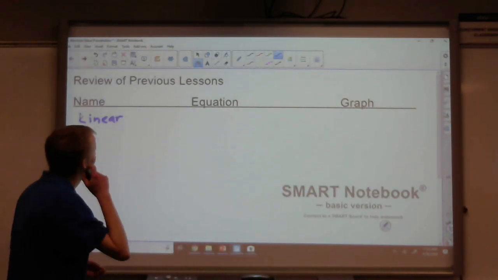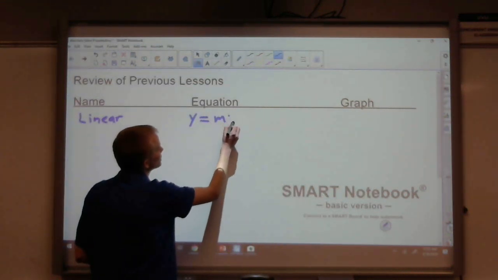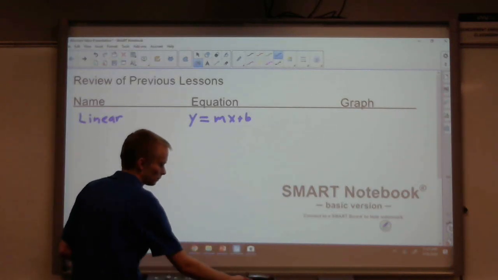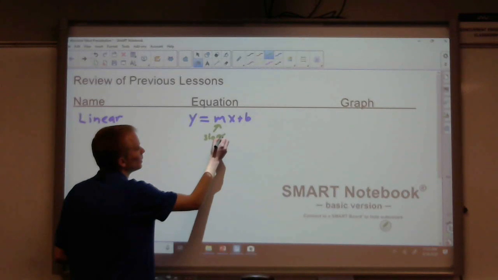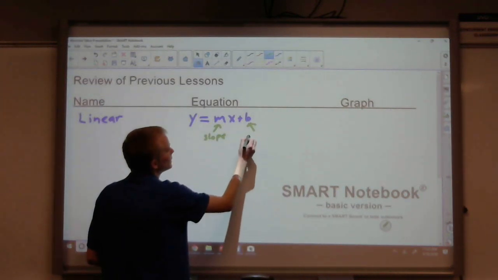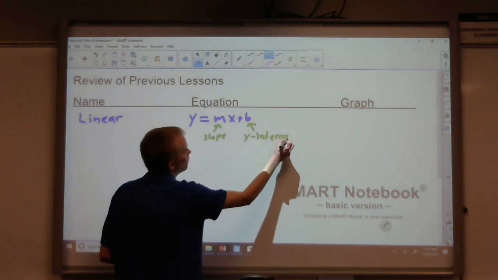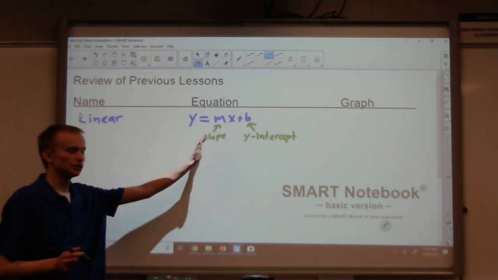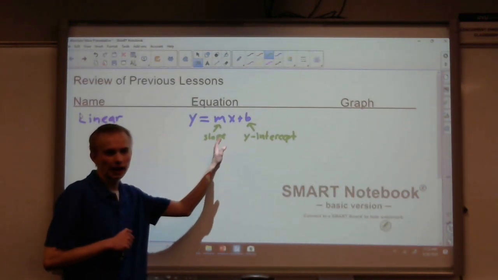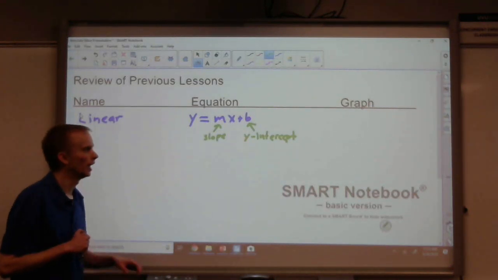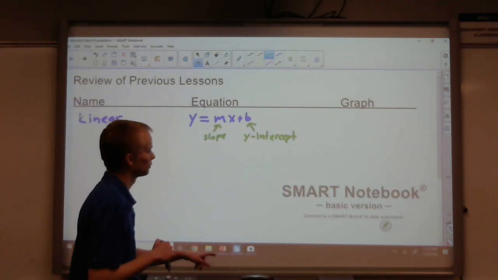graphs, right? And the equation for these was our famous y equals mx plus b, right? Where your m is your slope, and your b is your y-intercept, where it crosses the y-axis. And the slope was the rise over the run. So how much you go up divided by how much you go over, right? So this was our equation, y equals mx plus b, for linear functions.